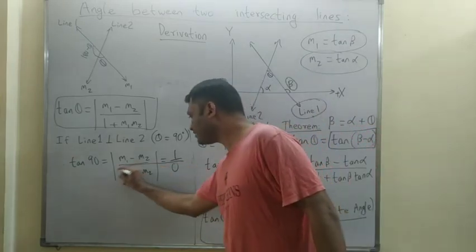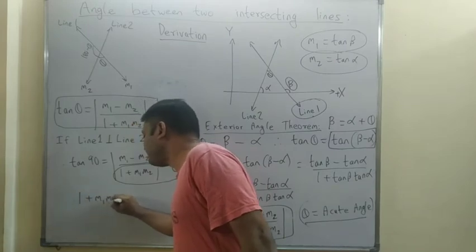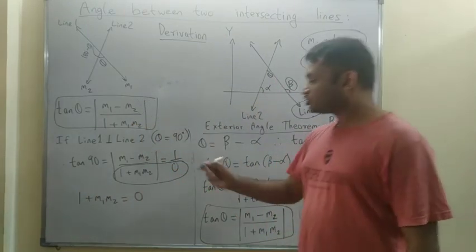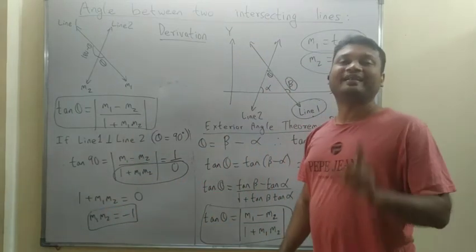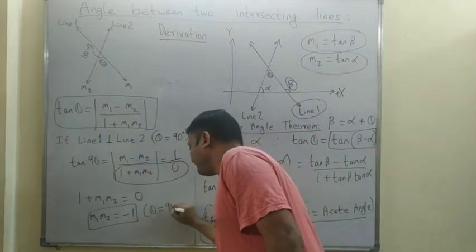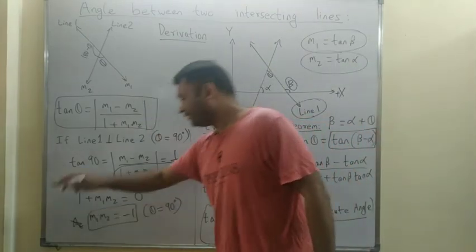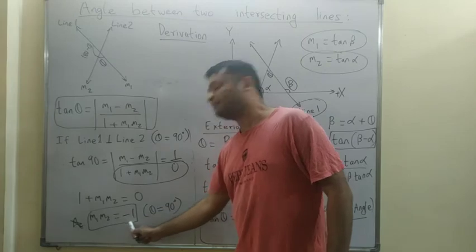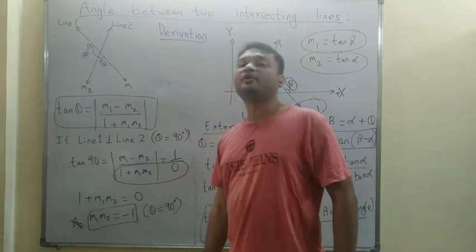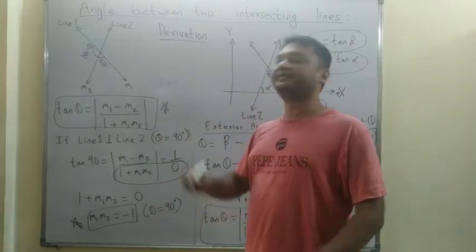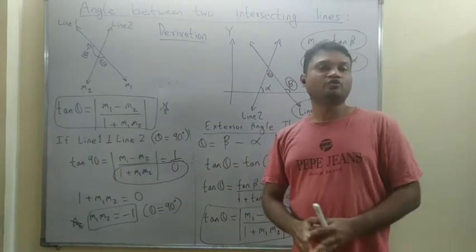So from this, if I equate the denominators to 0, then I will get 1 plus m1 m2 is equal to 0. So the product of slopes m1 m2 is minus 1. This is if the two lines are perpendicular, that means the angle between them is 90 degrees. This is an important result: if the product of slopes is minus 1, then the two lines are perpendicular to each other. This result and the formula tan theta is mod of m1 minus m2 upon 1 plus m1 m2 we have to remember.